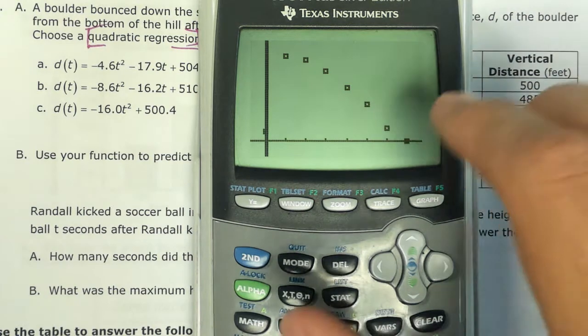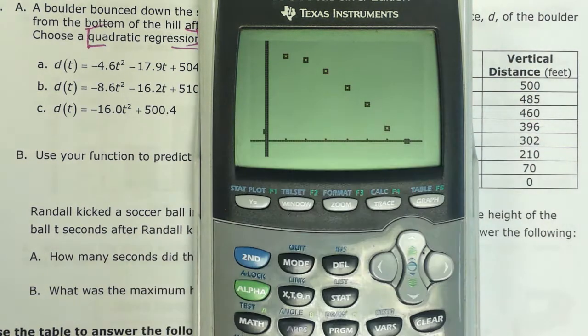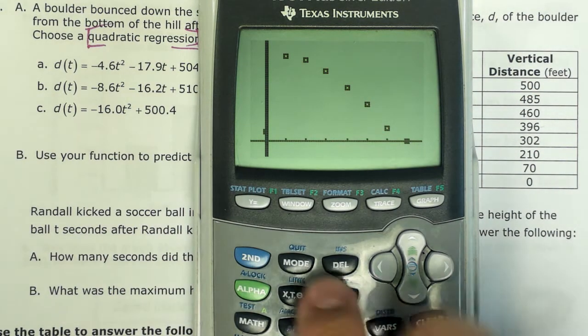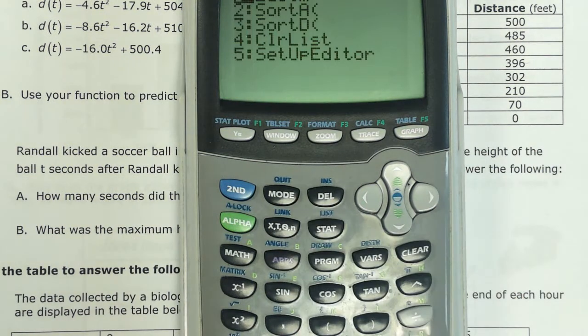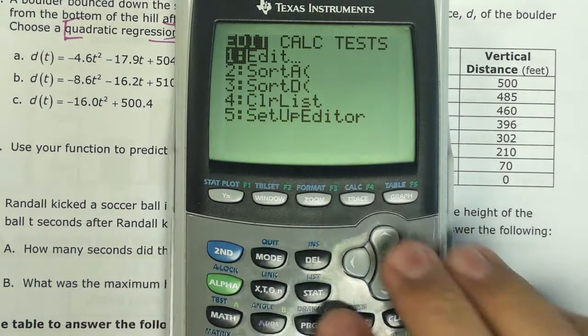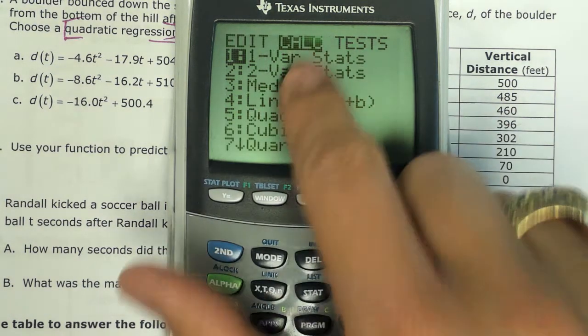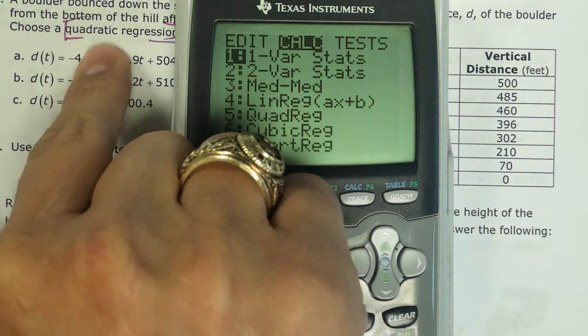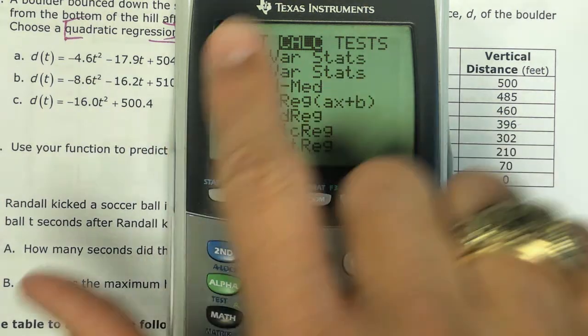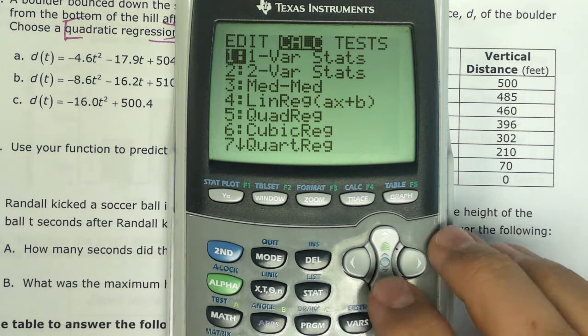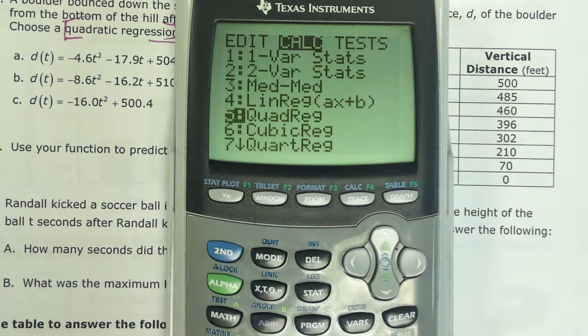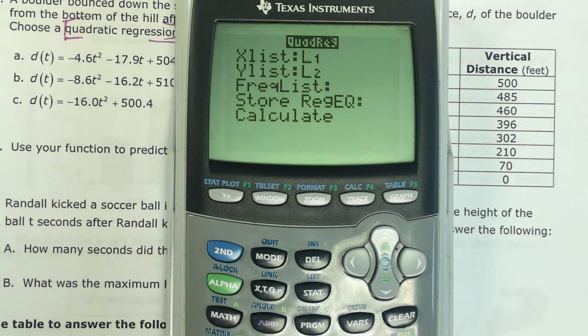Once you have your data in and you know what type of regression you're going to do, you're going to go back to the stat button. Now, instead of putting information in the edit part, we're going to go over to the calc part. Because we're doing quadratic regression, because my points look like they're going to be some sort of U, I'm going to go back down to my quadratic regression and press enter.